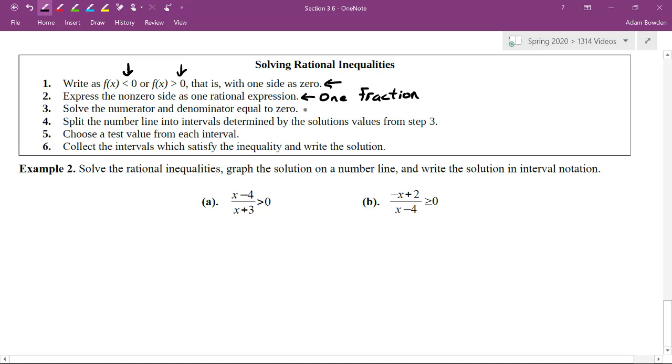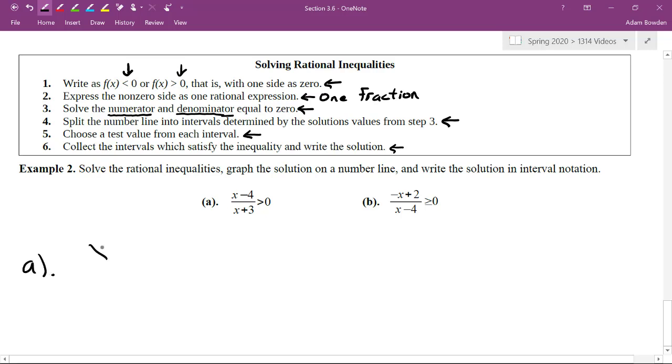Once we've consolidated everything together like this, the next step is to take both the numerator and the denominator and solve both of those set equal to 0. That's the whole solving step that we did in the last ones. Once we have that, we'll put those on the number line. We'll choose our test values, and then we'll figure out which ones work and which ones don't work, and those are going to be the part that is our solution. So that's the difference, looking at both numerator and denominator.